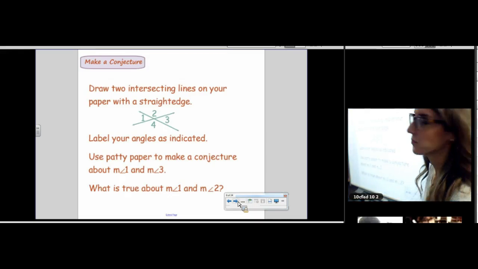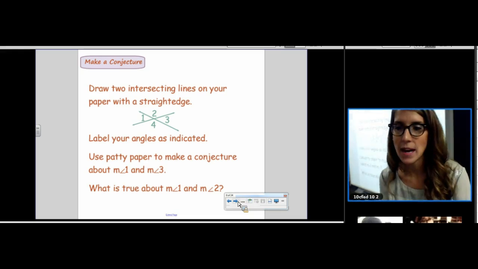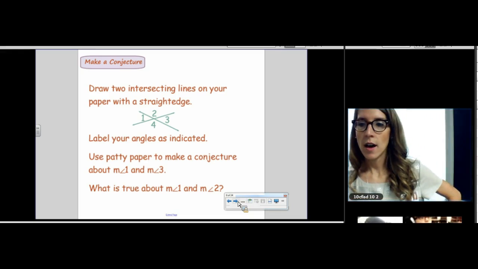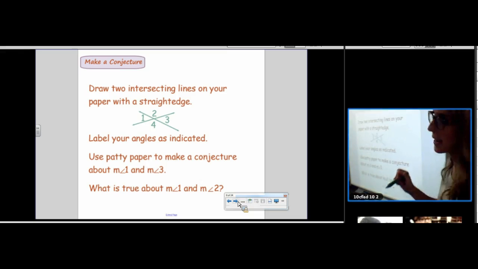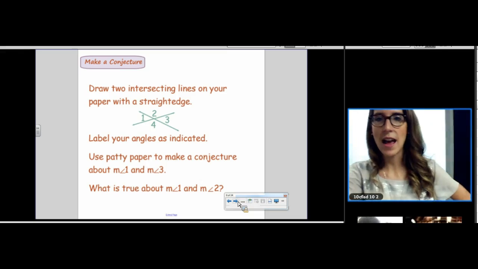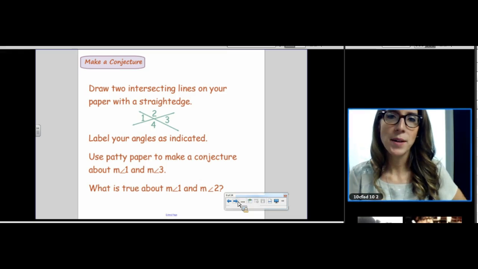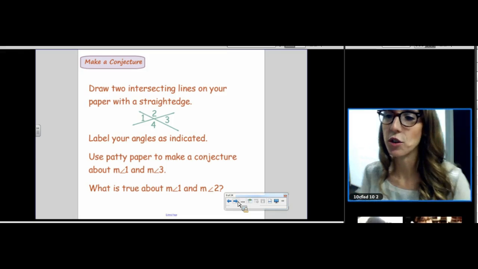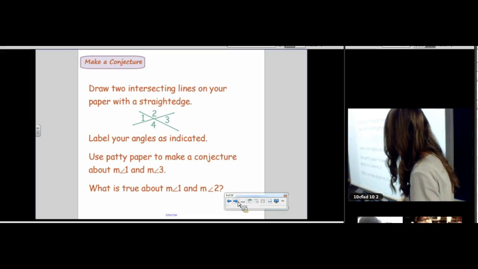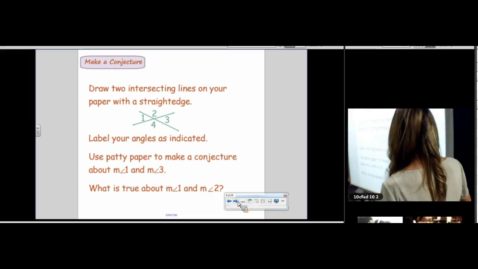You might not have patty paper, which is totally fine. But in our classes here, we are drawing 2 lines on our paper. Just go ahead and draw an X on your paper and label the angles. You might be able to get away with just using a scrap sheet of paper to see that this is true, but you might already know that it's true. I'll demonstrate it for you on the whiteboard. How about that?